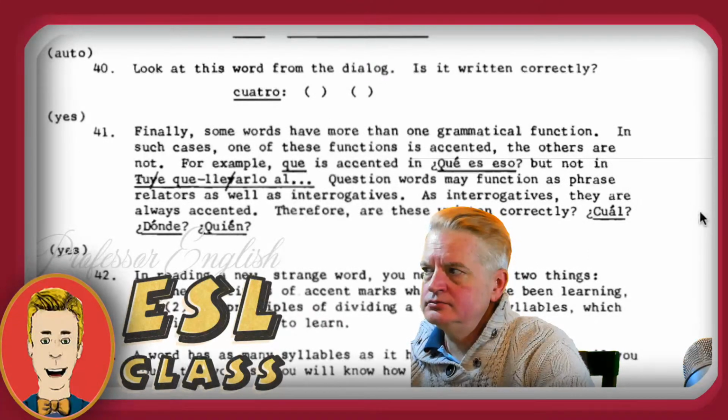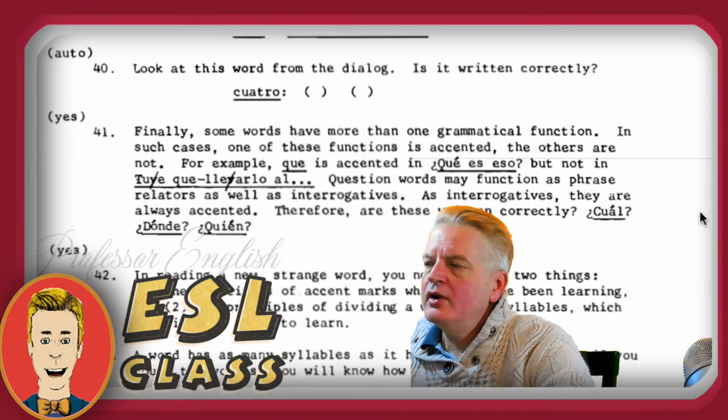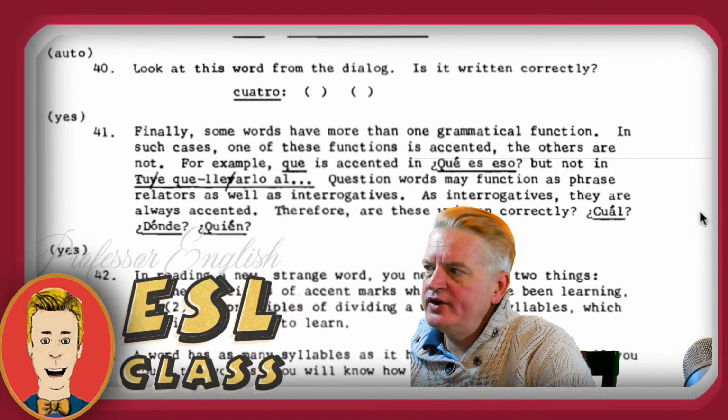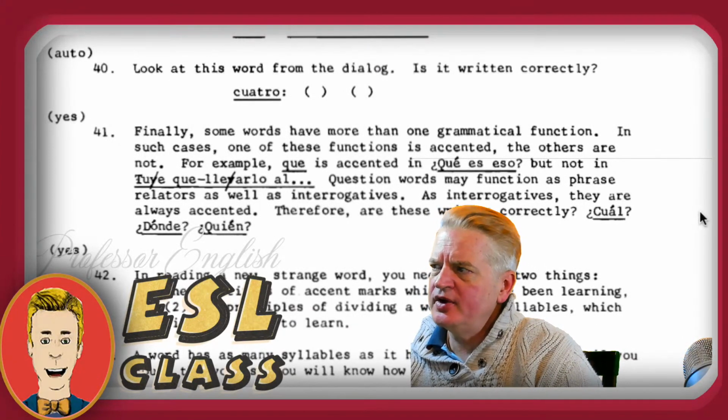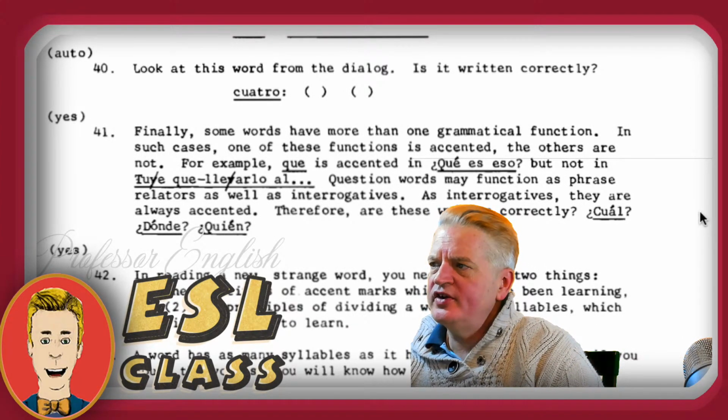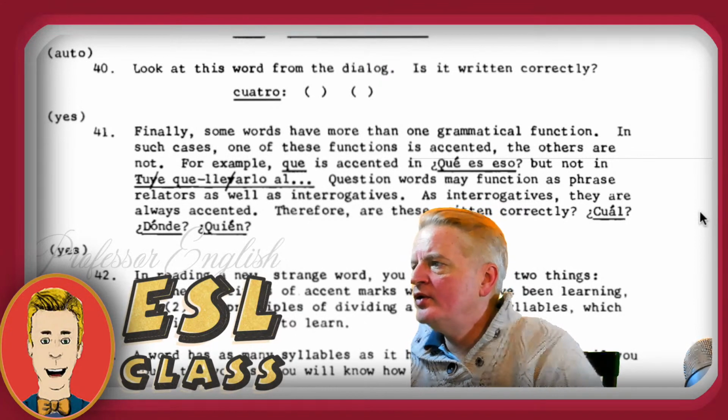Unit 12, Dialogue. Okay, let's just read some of this stuff before we jump to the dialogue. Finally, some words have more than one grammatical function. In such cases, one of these functions is accented. The others are not. For example, que is accented in ¿qué es eso? But not in tuve que llevarlo.